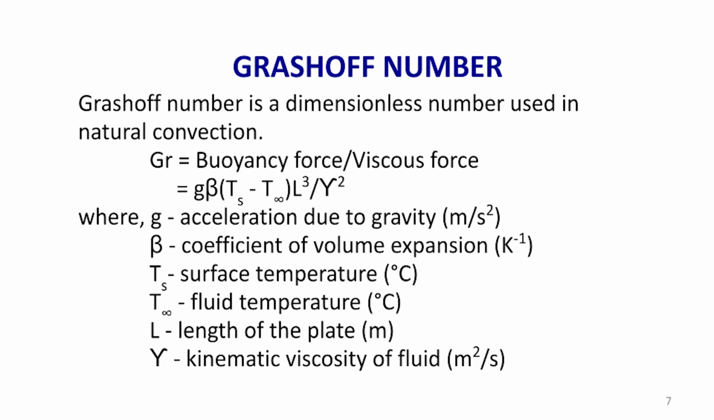The Grashof number is the ratio of buoyancy force to viscous force. The inertia force is replaced by the buoyancy force, and if you substitute and derive, you will get g beta delta T L cube by kinematic viscosity square. Here g is the acceleration due to gravity, beta is the coefficient of volume expansion, beta equal to 1 by T, that is, beta is nothing but 1 by temperature.